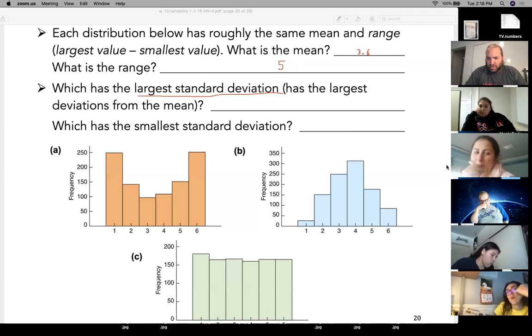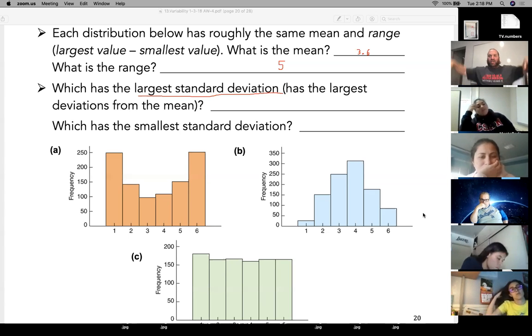So Yesenia, I think it was, guessed B with two question marks. I say B too because of this range. No. They all have the same range. The range is not the determining factor. The determining factor is which one has most of its data points far from the mean. A has tons of data points far from the mean. A has tons over here at 1 and 6 and not so many here near the mean. Okay, so A is going to have the largest standard deviation.